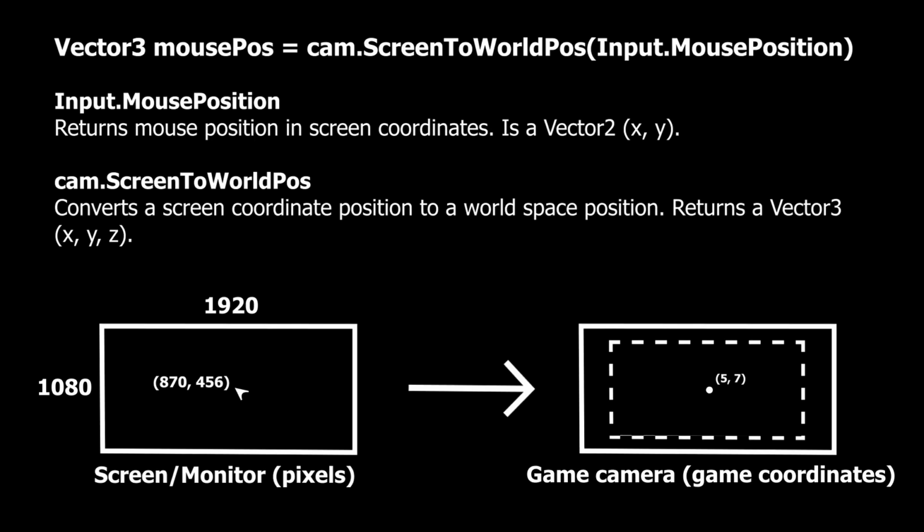Okay, so camera.ScreenToWorldPoint, Input.mousePosition. What this does is it changes a screen coordinate to a world coordinate in game. Your screen coordinate is based off your resolution, so for me 1920 by 1080, and that converts that point in the screen to a 3D game coordinate.